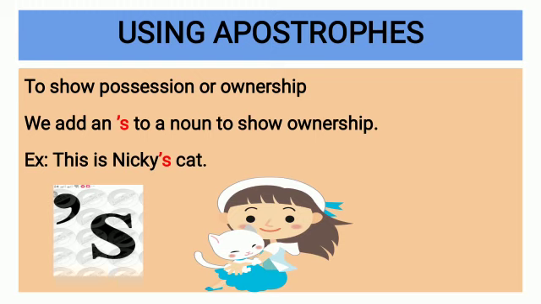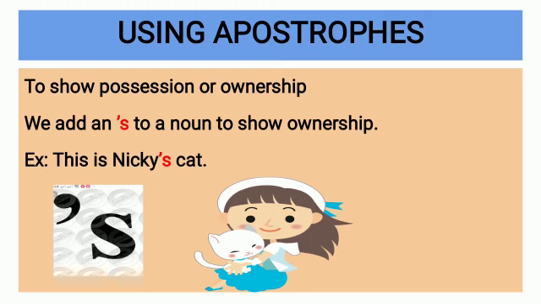How do we add an apostrophe when we show ownership? We add an apostrophe with the s to a noun to show ownership. Let us see an example. This is Nikki's cat. We add an apostrophe next to the proper noun Nikki, with the apostrophe and s. It shows the ownership because the cat belongs to Nikki.